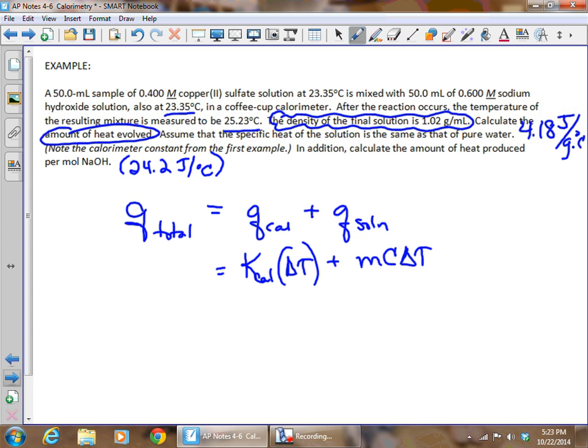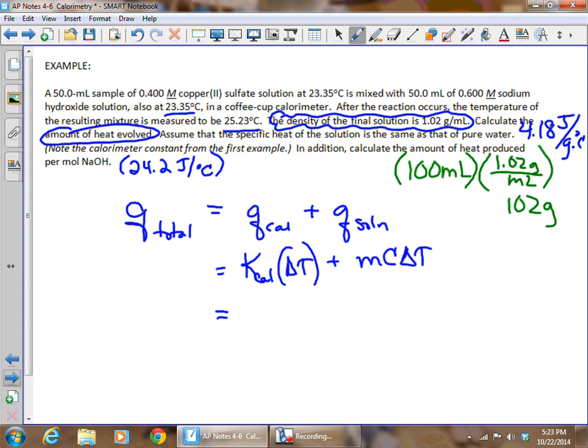Now pay attention to what it tells you in the problem. It tells you that you have 50 milliliters mixed with 50 milliliters. We have 100 milliliters total of solution. It also tells us the density of the solution, and we need MCAT, right? We need a mass. So the mass of the solution we can get by taking that volume and realizing that the density is 1.02 grams per milliliter. With that information, we can see that we have 102 grams of solution. So that's one piece of information that we're going to need.